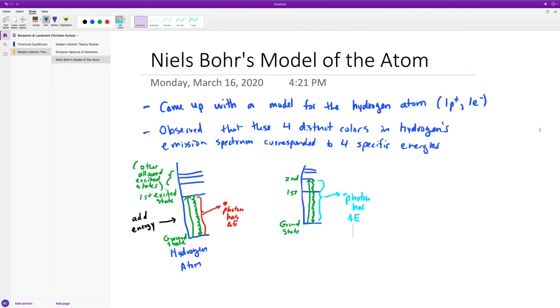Okay? And so there's other things that might happen, right? If you get excited up to the third state, we imagine another hydrogen atom, for instance. Maybe you excite the atom up to the third state and it falls back down. Well, now it's falling even further, and in that case, it might be one of those violet photons, with a greater amount of energy.